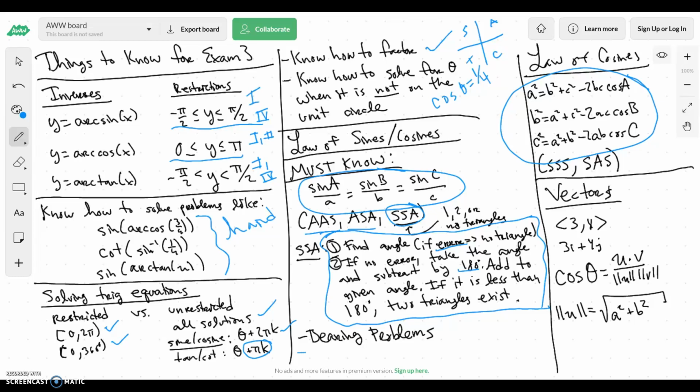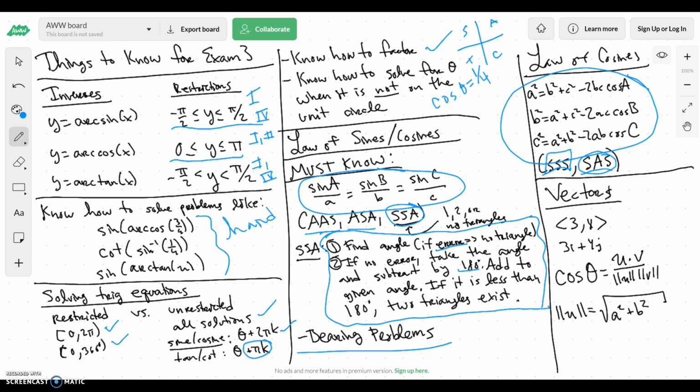Also know how to do the bearing problems. Those are the ones that I really want you to focus on. We did other problems, but mainly focus on the bearing problems. Law of cosines, you use it when you have side, side, side, or side, angle, side. Remember that when you have side, side, side, you want to always solve for the largest angle first. Whereas when you have side, angle, side, you always want to solve for the smallest angle.